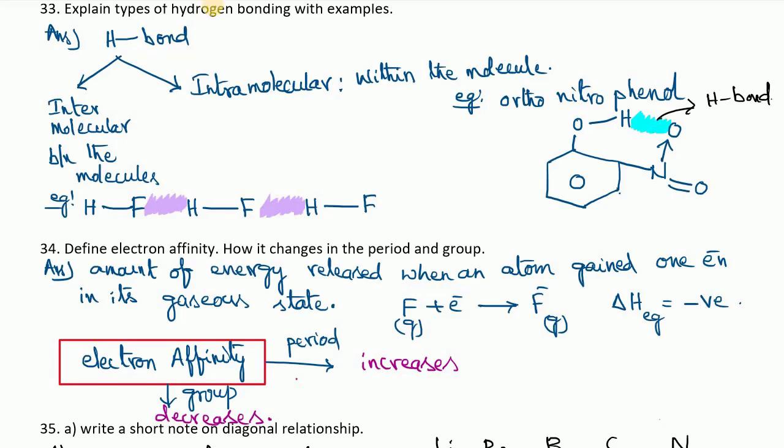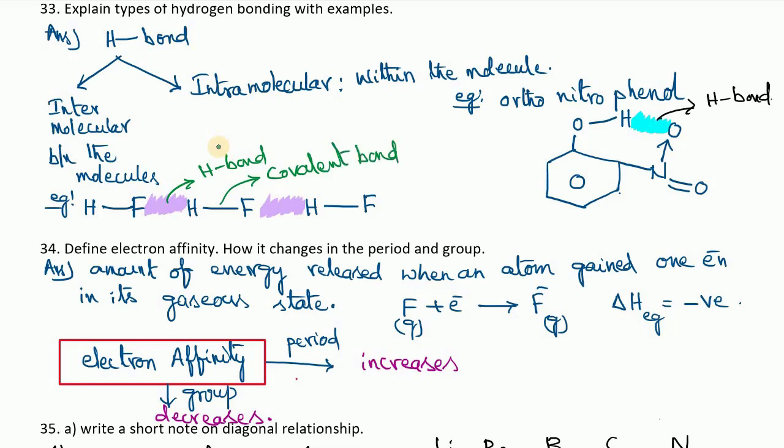Next, intermolecular. Inter means between the molecules. This is one molecule and this one is another molecule. This is also another molecule. That means between these molecules there is a bond formation. That's why it is called intermolecular hydrogen bonding. The shaded area is called hydrogen bond here. And one more thing you remember here, this is hydrogen bond and this one is covalent bond.